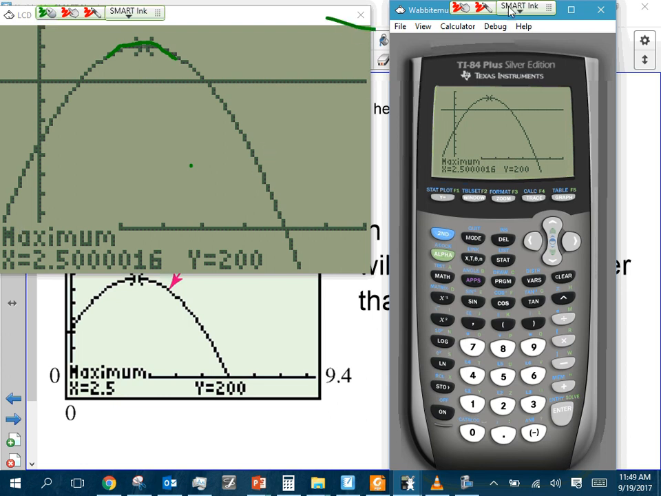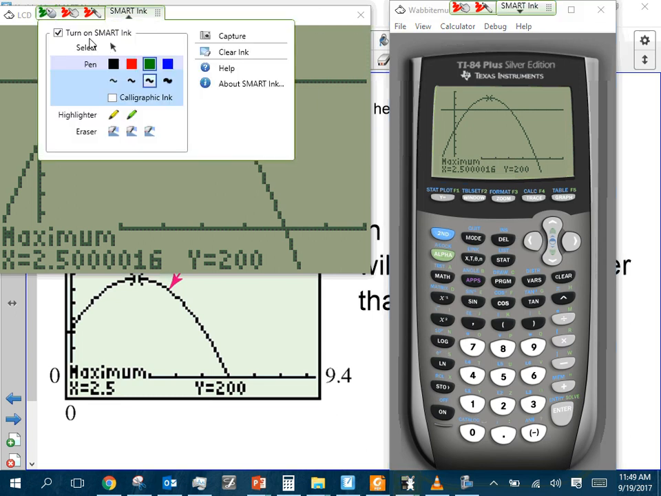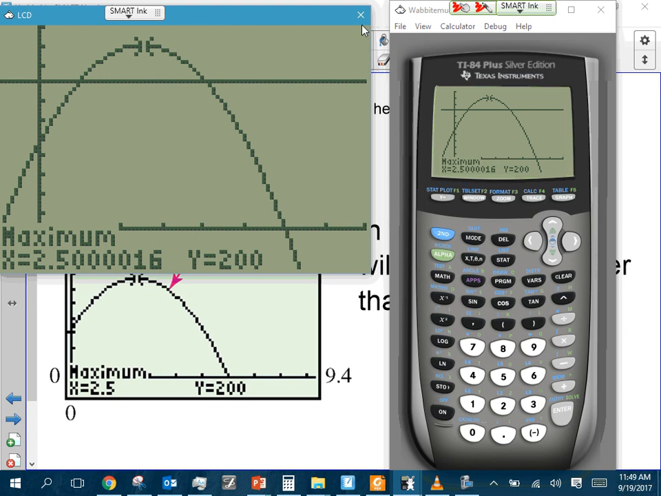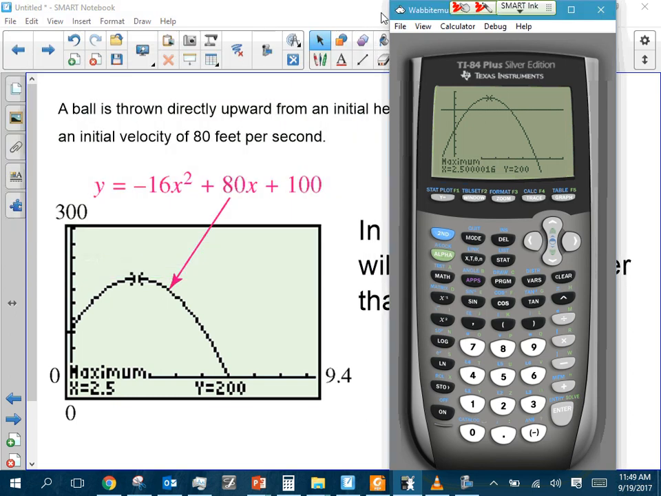Okay. My suggestion is to do the stuff by hand, and then on homework especially, use the calculator to verify those things, and if you have time on a test, definitely use the calculator to verify those things.